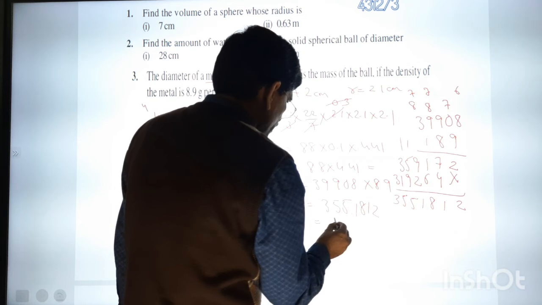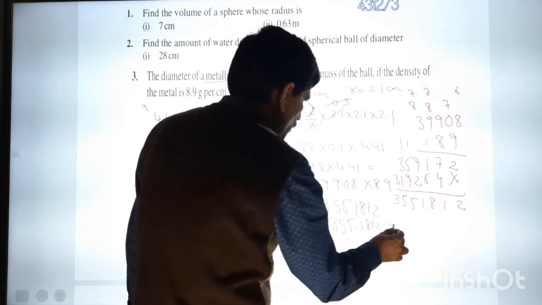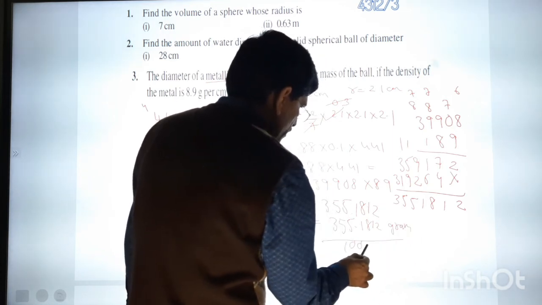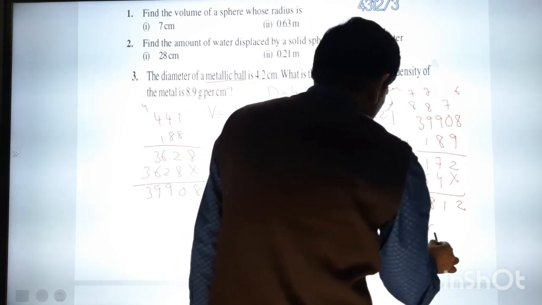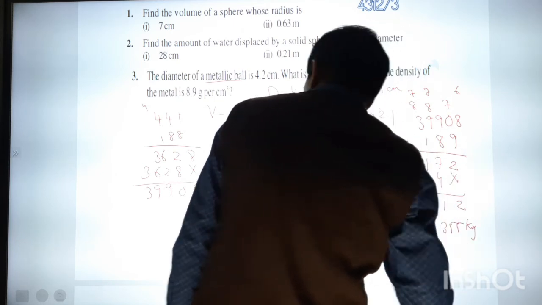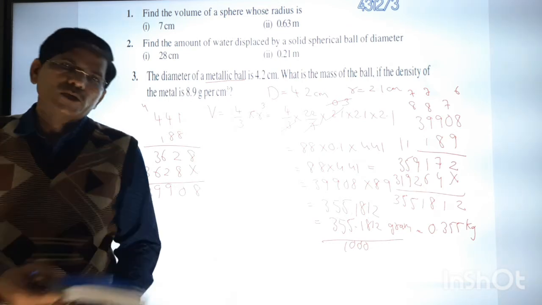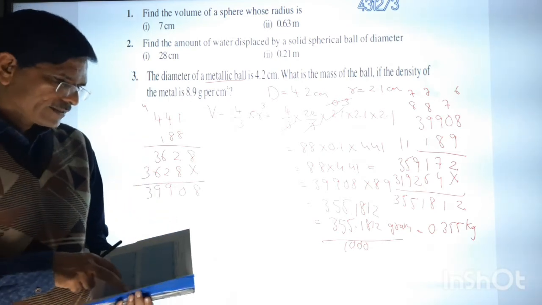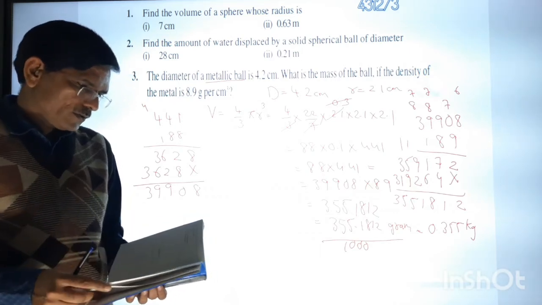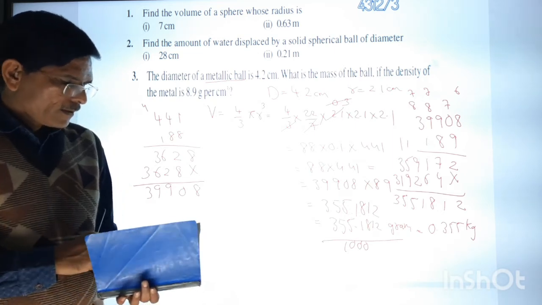So 0 3 5 5.1812 gram. Now if I divide by 1000, the answer must be 0.355 kg. Now let me see whether our answer is correct or not. It is a mathematical calculation in this exercise, and this is the last exercise, so it requires more calculation. So you can check whether our answer is correct or not.